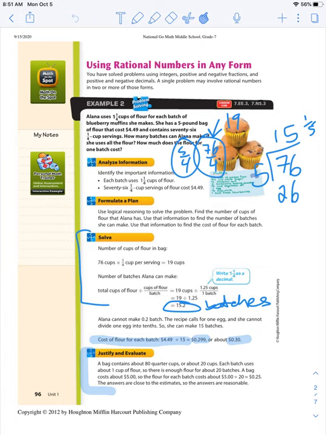If you got, say, $2.50, you probably carried a decimal wrong, and if there's 20 batches in a $4.50 bag, and each batch is supposed to cost $2.50, that doesn't make sense. That's not reasonable. That's why we estimate to check for reasonableness to see if our answer makes sense.